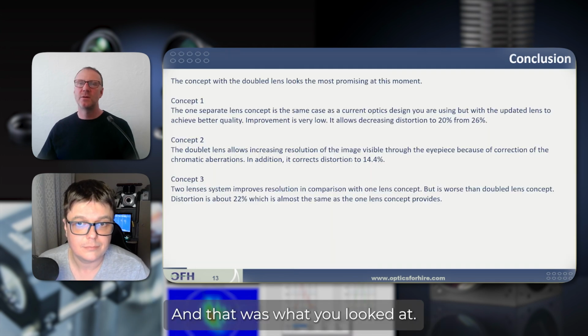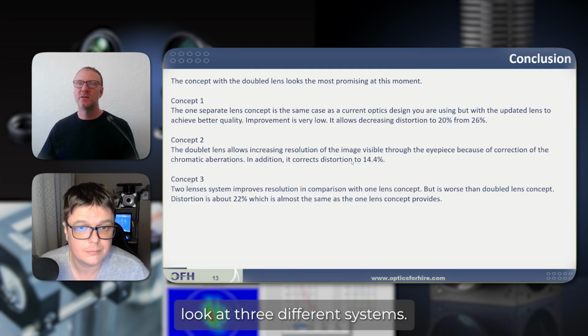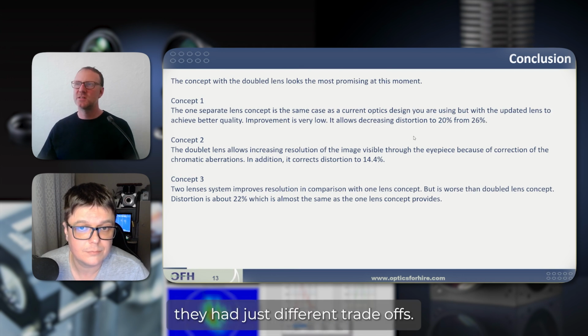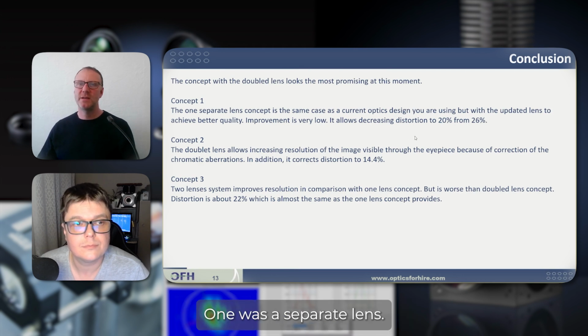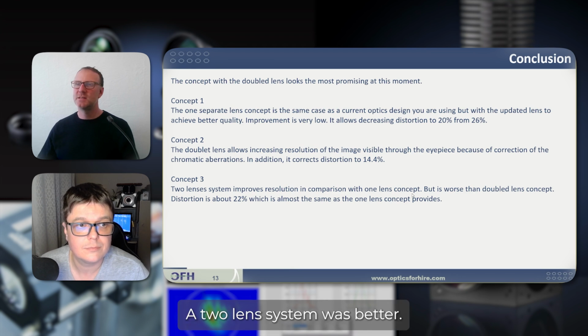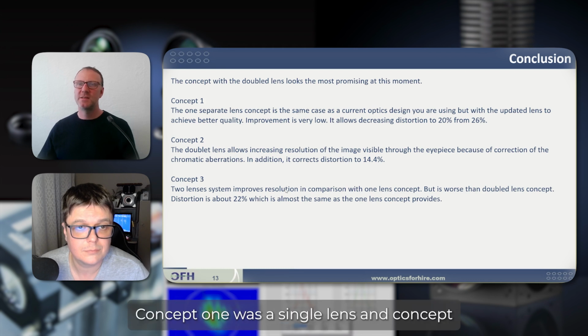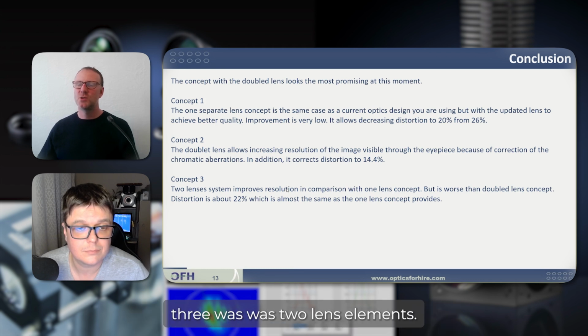And that was what you looked at as most promising. So you did look at 3 different systems. They had just different trade-offs. One was the separate lens. A 2-lens system was better. So there were sort of 3. Concept 2 was the doublet. That was what we looked at. Concept 1 was a single lens, and concept 3 was 2 lens elements.